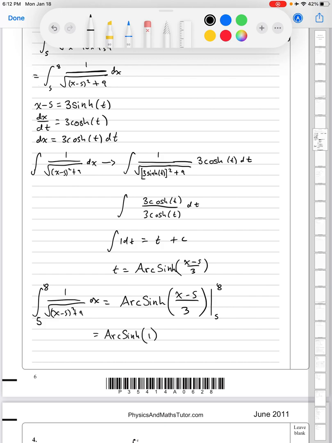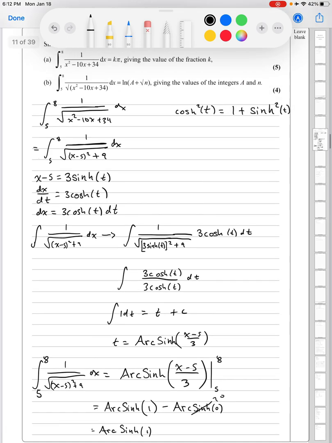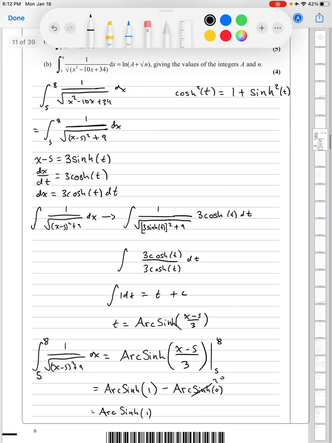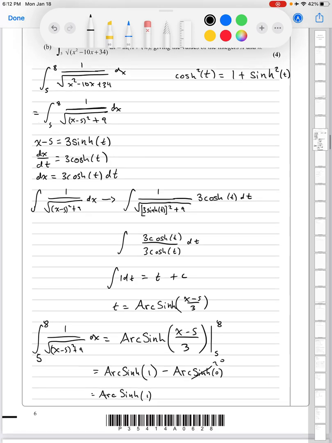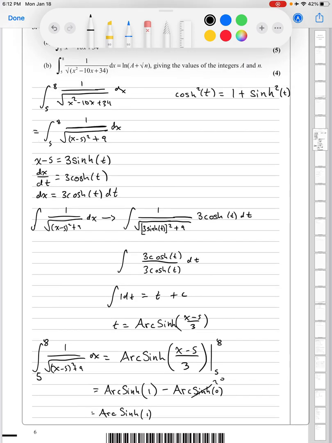Arc sinh of 1, and then minus the arc sinh of 0. Arc sinh of 0 is just 0, so we don't need that one, just the arc sinh of 1. Do they ask it for a form? They do. They ask for it in the form of natural log of a plus natural log of the square root of n, where a and n are integers.